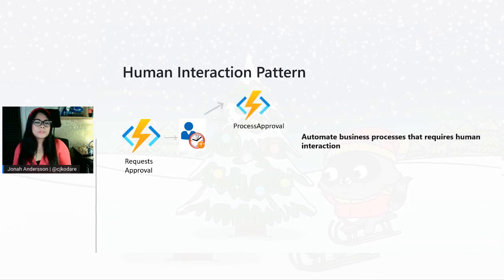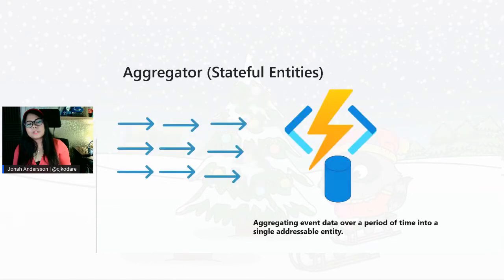If the process is approved by the person through an external event, maybe by replying to an SMS or an email or clicking a button on a web app, that event processes the approval. Otherwise, you can keep track of the interaction with a durable timer, a durable timeout that checks if that HR manager doesn't reply in 2 days or 1 week. What you can do is escalate the process. So that is the human interaction pattern.